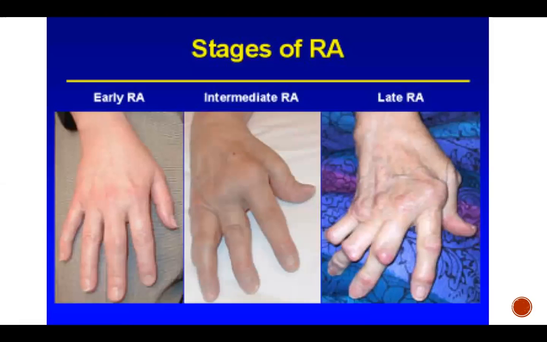These are some pictures of stages of rheumatoid arthritis. In the first stage, the hand looks very normal. In the second stage, some of the swelling of this joint has actually caused slight deformations in the hand. And then the third stage, you can see severe deformations in the hand due to swelling and inflammation of the joints, as well as breakdown of the bone.